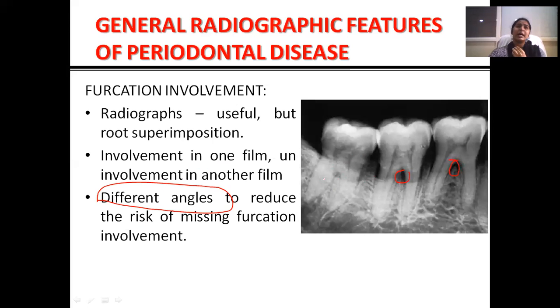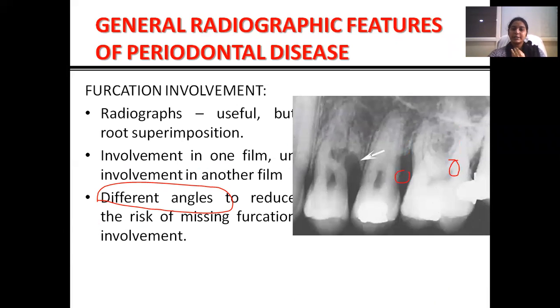So remember, if there is a decrease in the radiodensity in a particular area, or if there is isolated bone loss in a molar tooth, then you can suspect a furcation involvement. So here in this picture, you can see an inverted J shadow, which is seen in the furcation involvement areas.